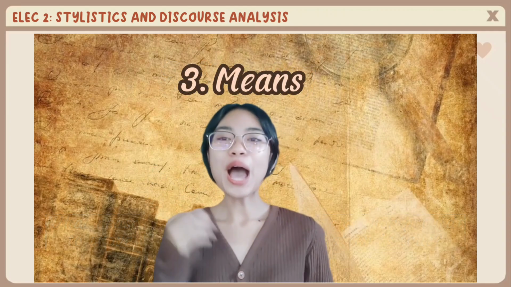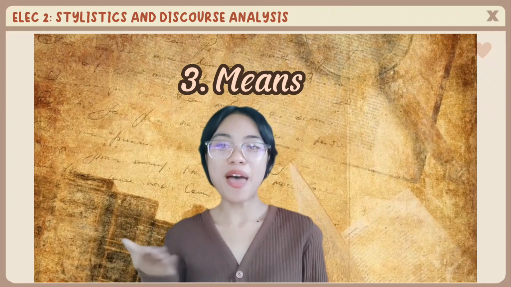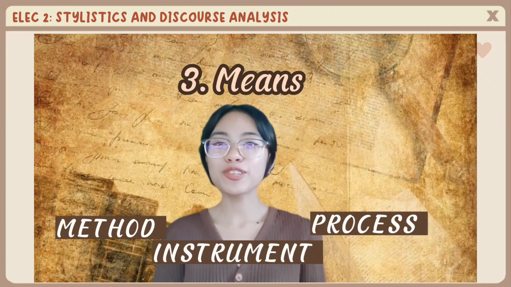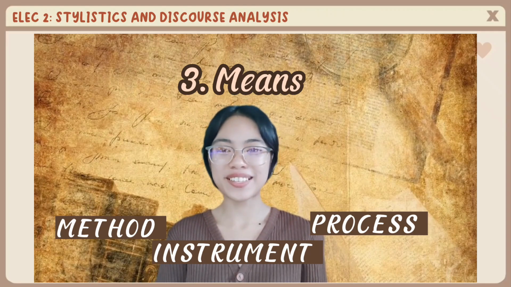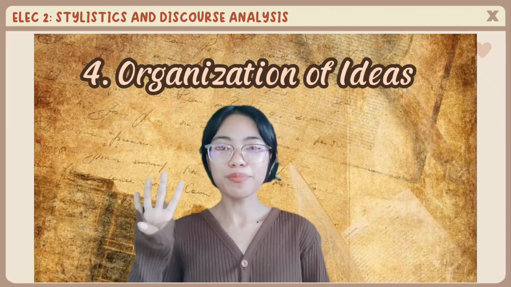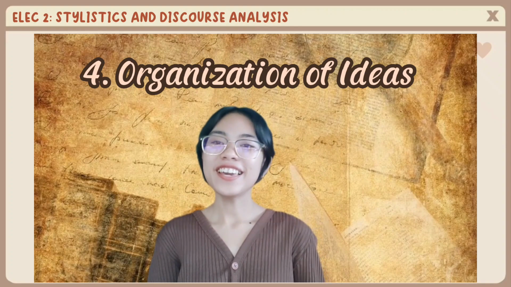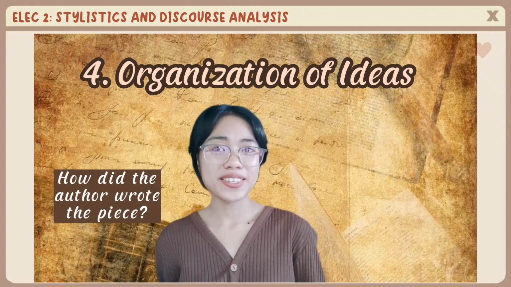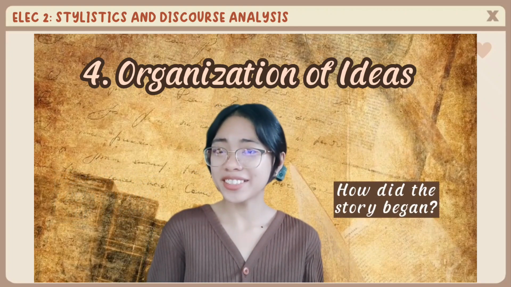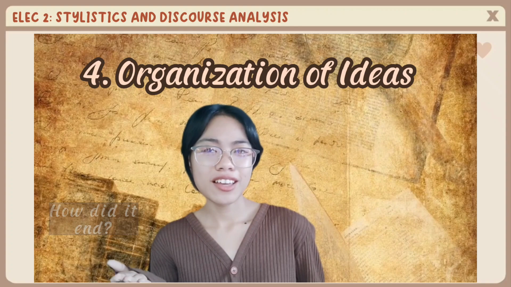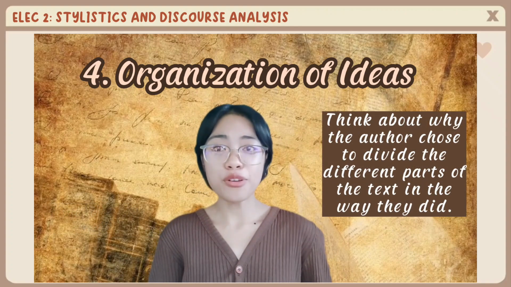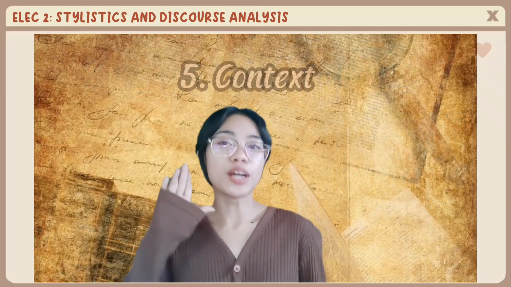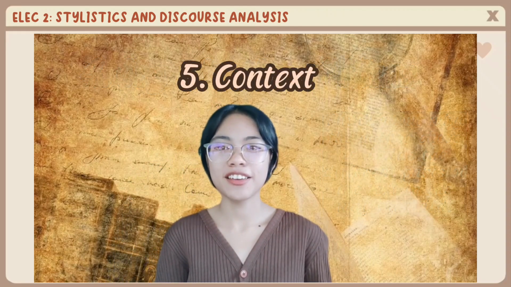Number 3, means. Examine the method, instrument, or process which the author used to write the specific literary piece. Number 4, organization of ideas. Inspect the work's structure. How did the author write the piece? How did the story begin? How did it end? Think about why the author chose to divide the different parts of the text the way they did. Number 5, context.